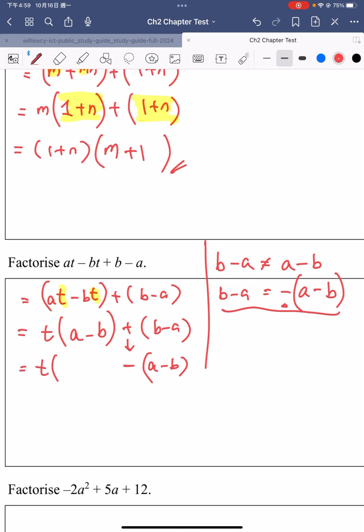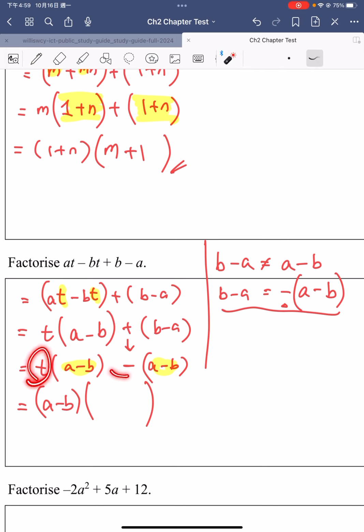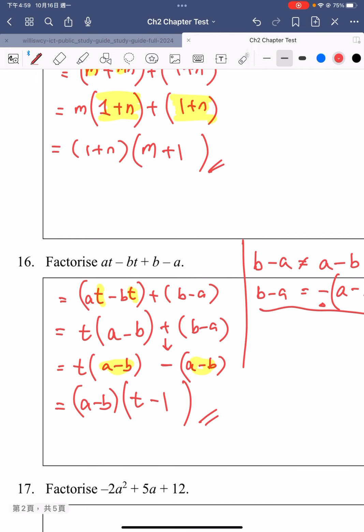So now we can write down the others. Now we can say that a minus b is the common factor. So you can take that out again, a minus b as the common factor. And after you take out the common factor, I give a bracket. So we just write down the t and minus 1. So t minus 1 is going to be the rest. Okay, so that's for question 16.